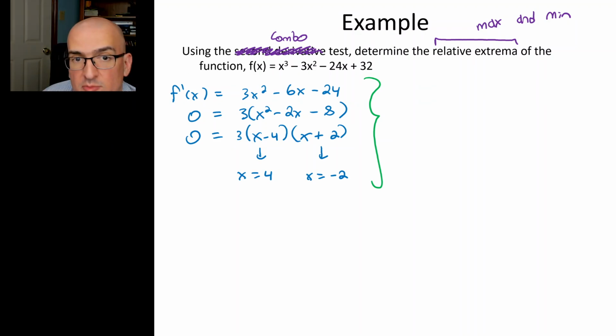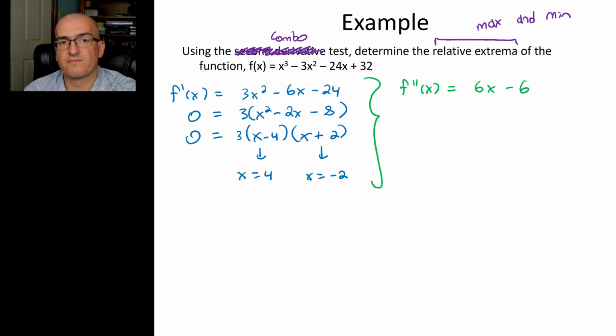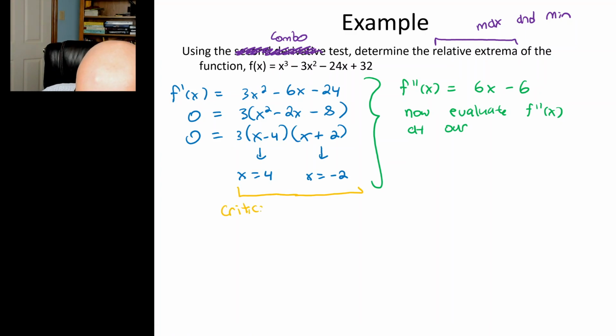Now we're going to do the f double prime part of the combo. So f double prime of x is 6x minus 6, which is 6 times, well, I'm not going to do that because we're not setting this equal to 0. Now, evaluate f double prime of x at our critical points, which I didn't label. I'll label them now. These are the critical points or critical numbers.